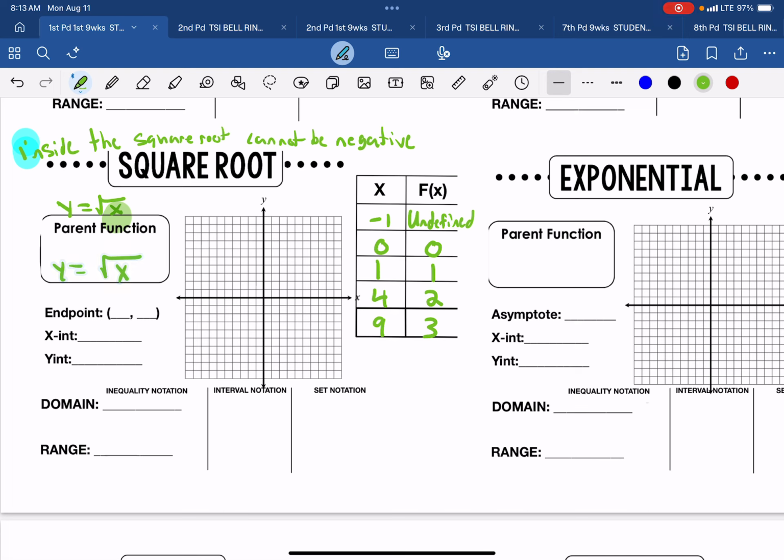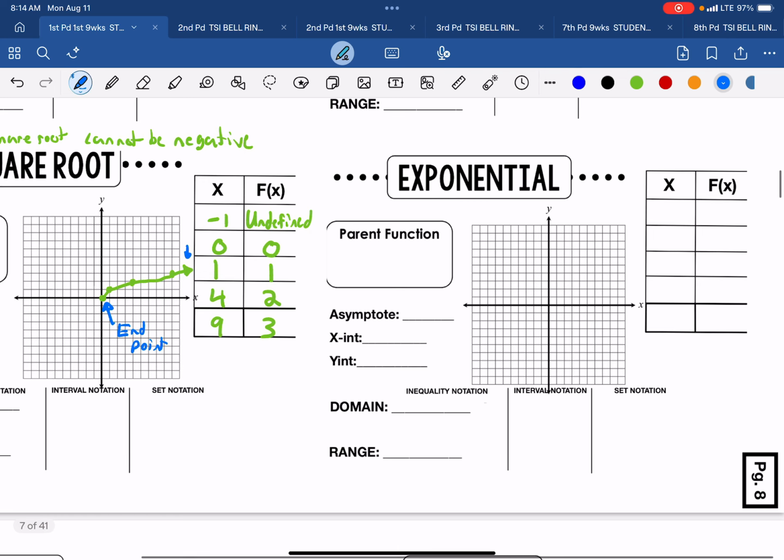Now, let's graph 0, 0, 1, 1, 4, 2, 9, 3. Now, a very important point for this is our end point. This point here, when it starts, that's our end point. Funny because that's where it starts, huh? But if we have a point there, we have an arrow here, boom. End point is 0, 0. That's our x-intercept as well, and that's our y-intercept.